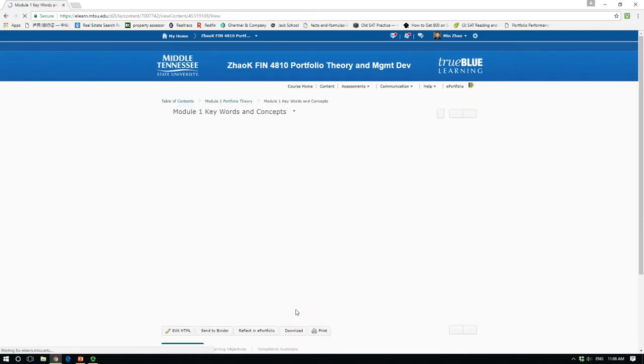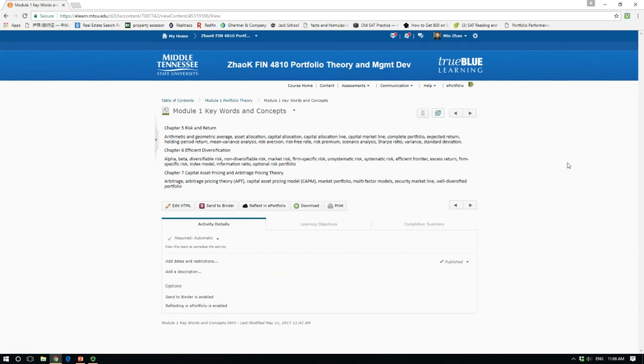And the keywords and concepts actually contain those key concepts, key mechanisms that you need to be familiar with before you go on to handle the homework and exam. For example, in chapter 5, you need to be comfortable with the following terminologies, such as arithmetic and geometric average, asset allocation, capital allocation line, capital market line, so on and so forth. If you have any problems, any issues with a given terminology, my advice is look into the textbook and find that keyword in the index.